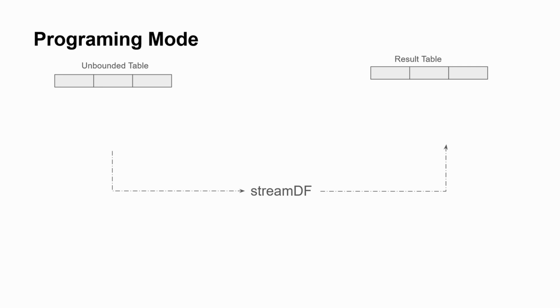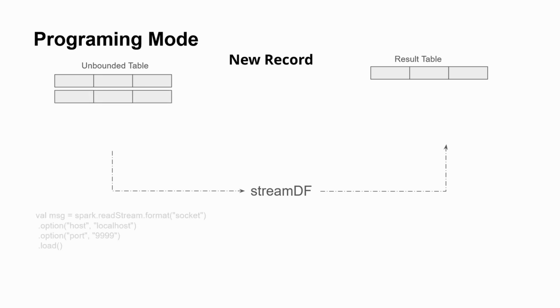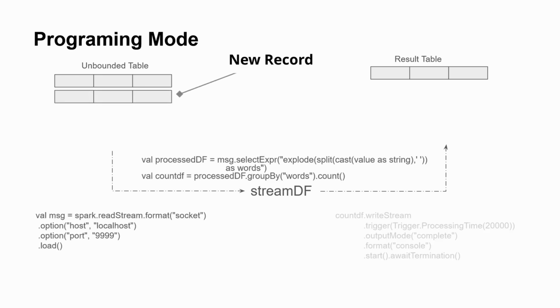Now, let's see Spark Structured Streaming with a programming model. Everyone knows what a table is in batch processing. Spark Structured Streaming extends this concept to streaming applications by treating a stream as an unbounded, continuously appending table. So, whenever a new record arrives, it is added as a new row to the unbounded table.